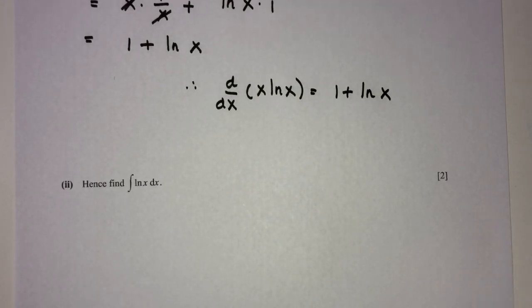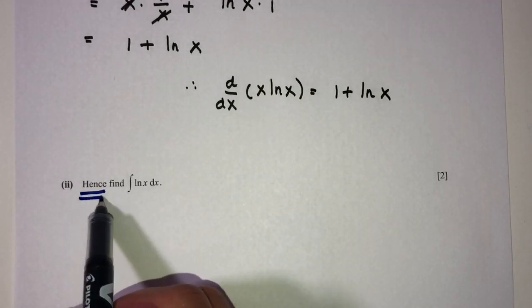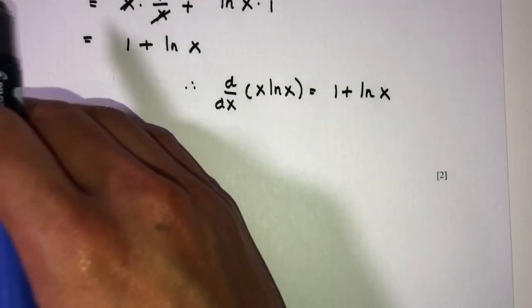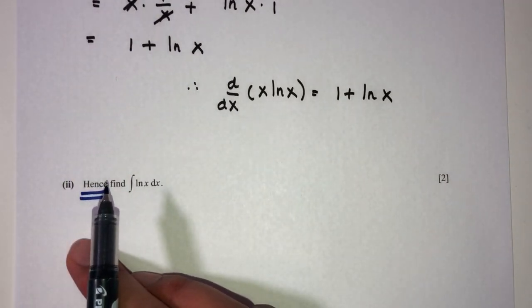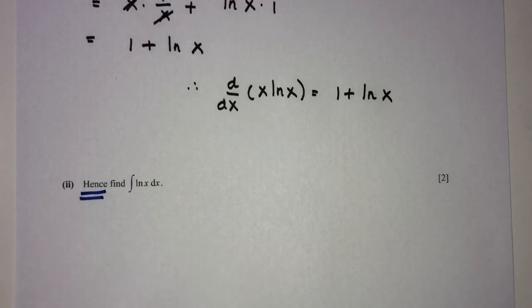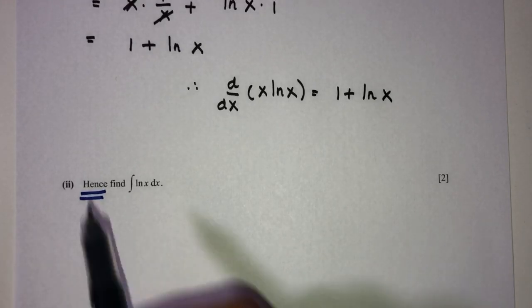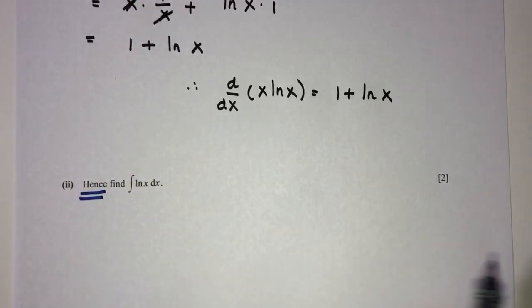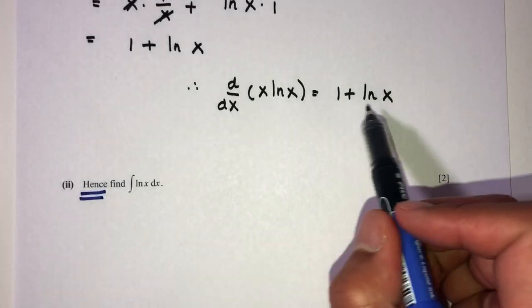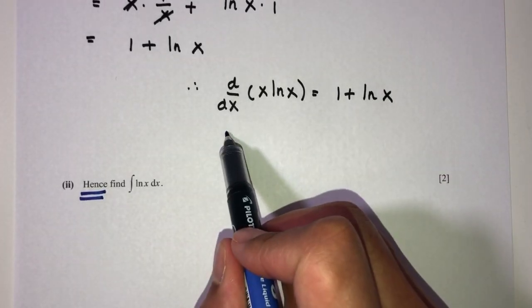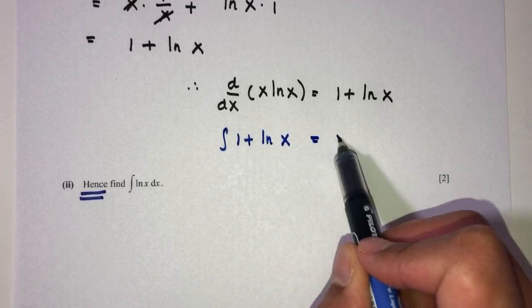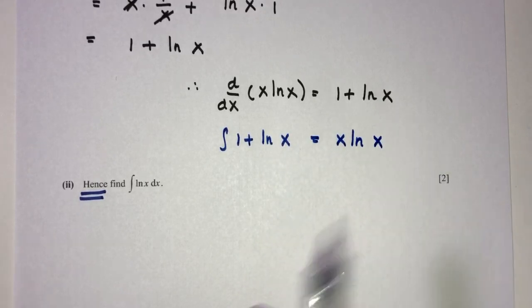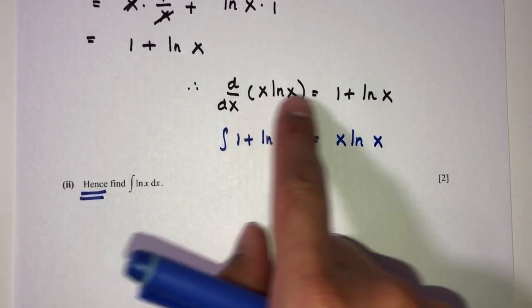Now for part 2, we have to use hence. So whenever you see hence, it means we have to use the previous value to find this answer. So in this case, we have to realize that differentiation is the inverse process of integration. Which means by using this, we know that the integration of 1 plus ln of x is equal to x ln of x. If you differentiate this, you get this.